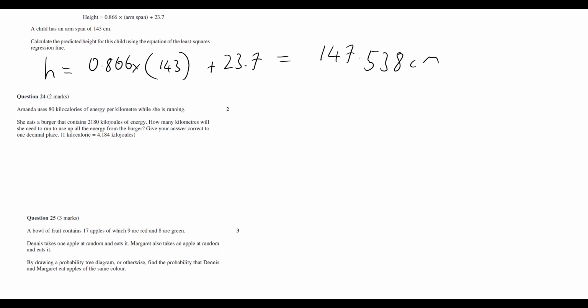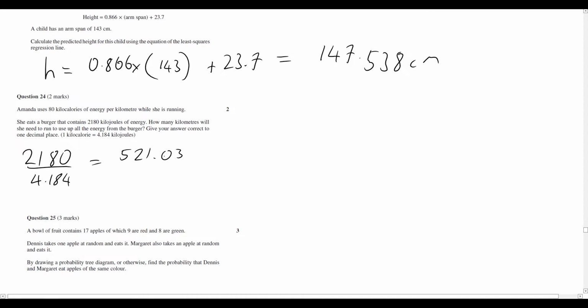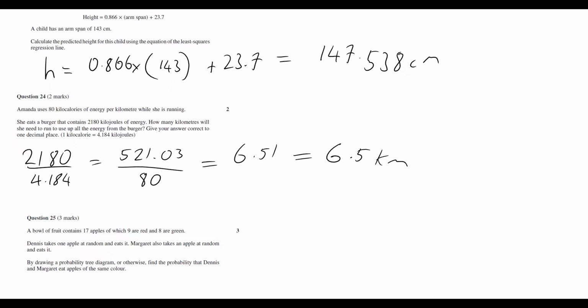Okay, so what I would do first is convert the amount of energy in the burger into kilocalories. So we'll take 2,180 kilojoules and divide that by 4.184, and we get a value of about 521.03, we'll just cut it off there. Now if she uses 80 kilocalories of energy per kilometer, we will simply divide that by 80 to find out how many kilometers she needs to run. And we get an answer of 6.51. Now it's correct to one decimal place, so we'll just round that to 6.5 kilometers. And that's question 24.